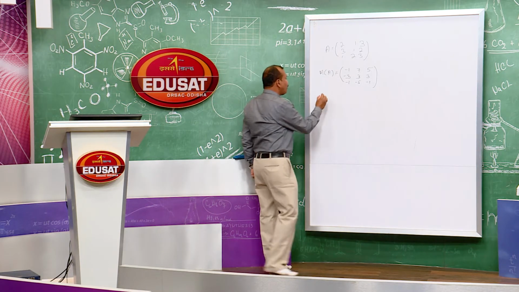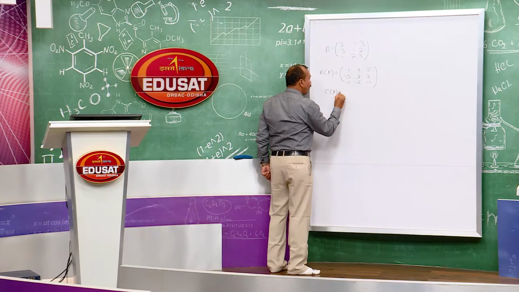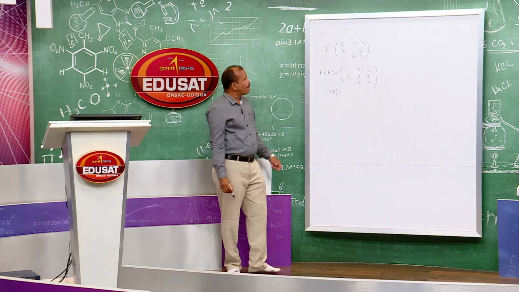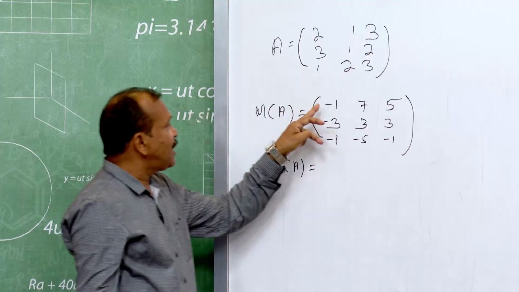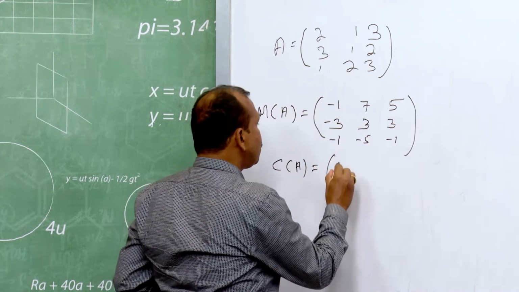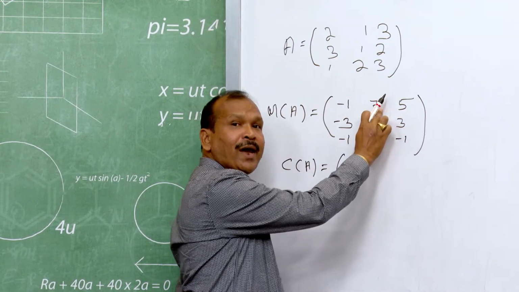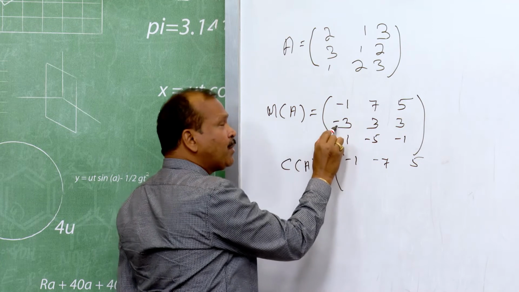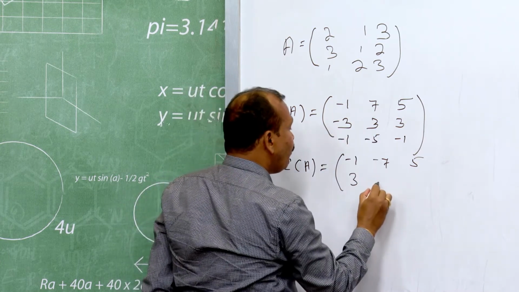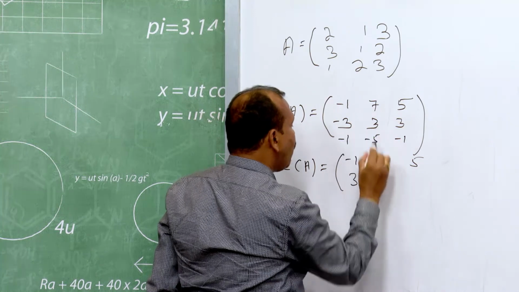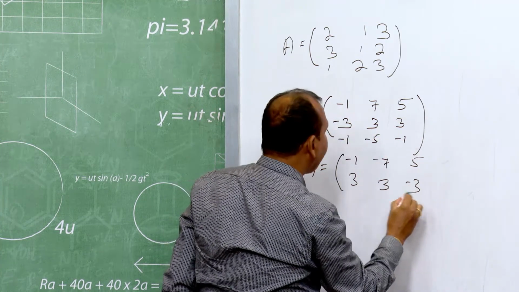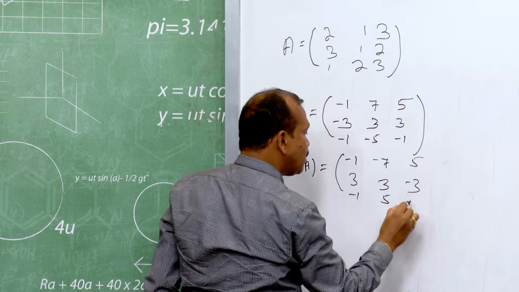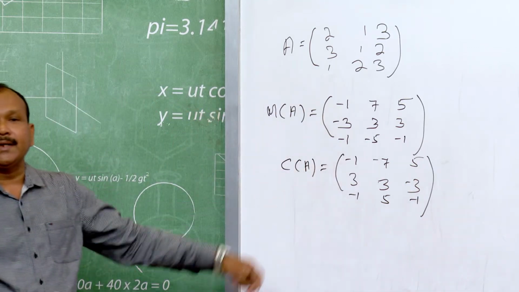Next, we have to find out the cofactor matrix. Cofactor is nothing but the minor with proper sign. So, this sign becomes plus, so minus 1. This sign becomes minus, so this becomes minus 7. Then 5, this sign becomes minus, so 3, then minus, plus, minus, plus, minus, plus. We have the cofactor matrix.